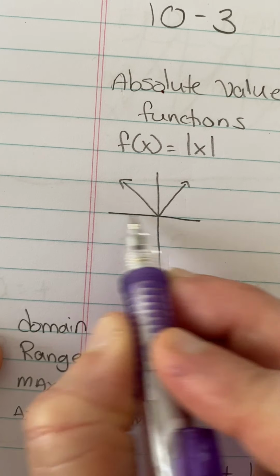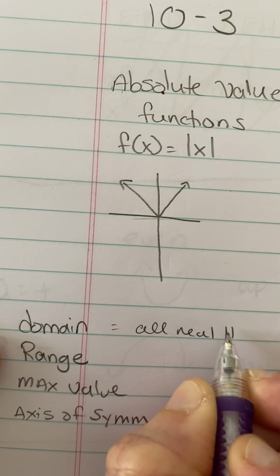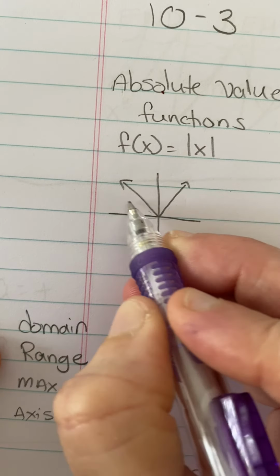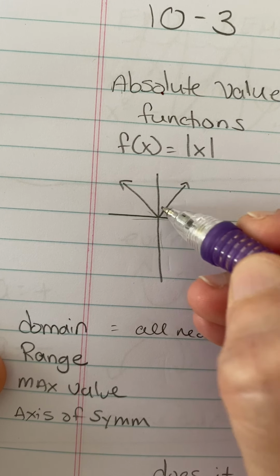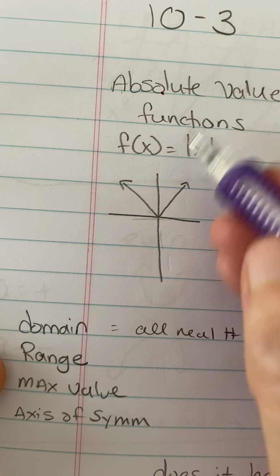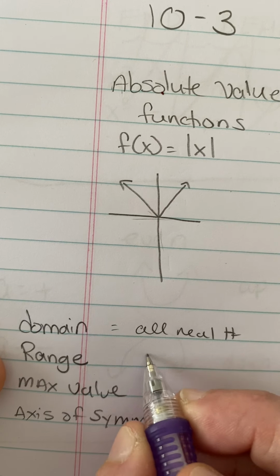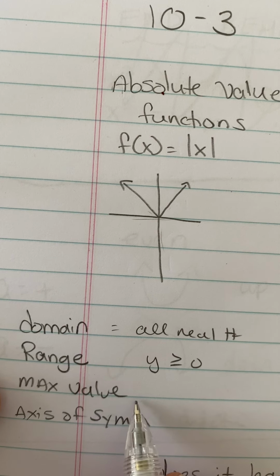The domain here would be all real numbers because it's going out, out, out everywhere. The range is, it's never going to be down here on this particular one. So this particular absolute value function would be y is greater than or equal to 0. There is a minimum value.